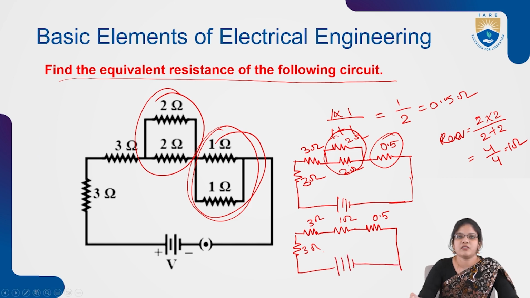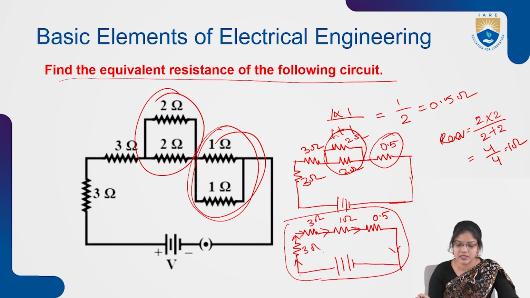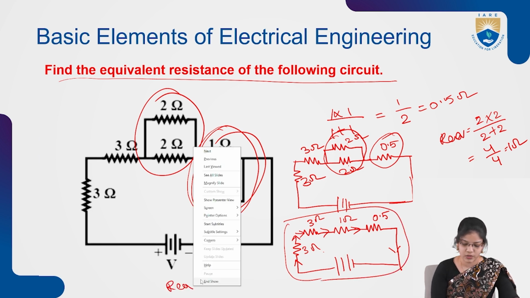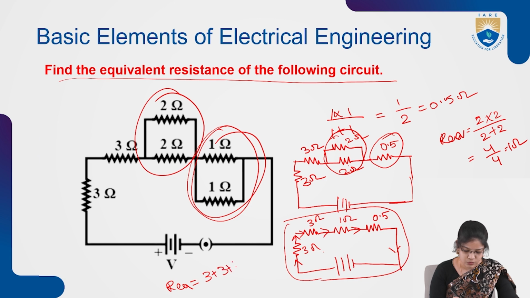So now if we see this circuit, here there is no current division. The current flowing in the circuit is the same across all the elements. So this circuit is connected in series. So if the circuit is connected in series, the R equivalent can be calculated as R equivalent is equals to 3 plus 1 plus 0.5. So the value will be 3 plus 3, 6, 7.5 ohms.